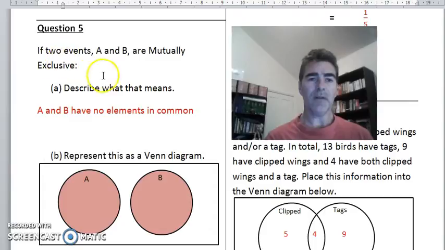With question 5, A and B are mutually exclusive, so what does this mean? It means they have no parts in common. So there's nothing in A that's also in B. So if we were to represent that on a Venn diagram, there's A, there's B, they have nothing in common there, so there's no overlap.